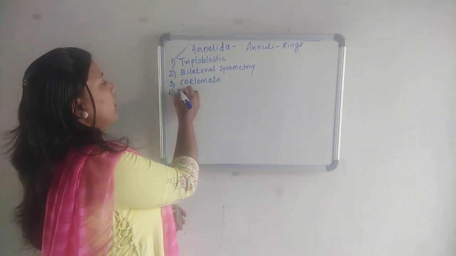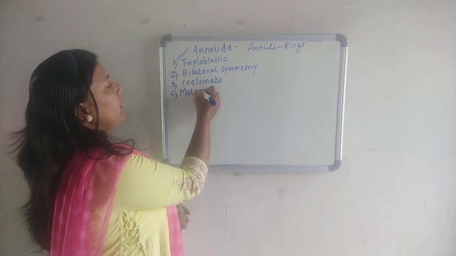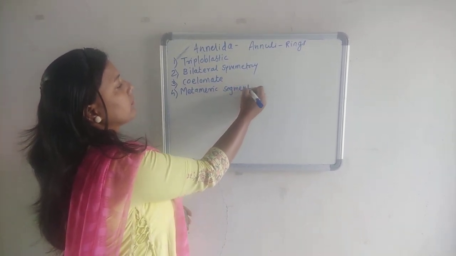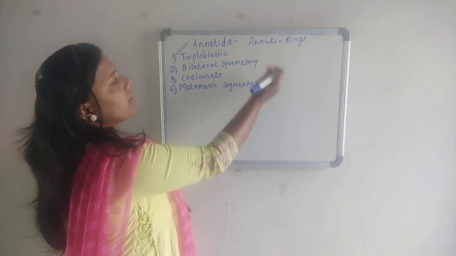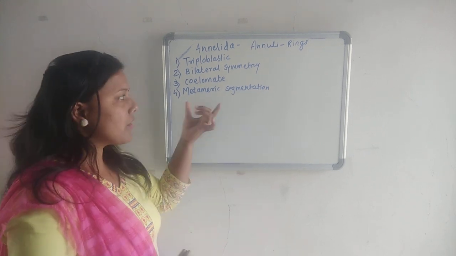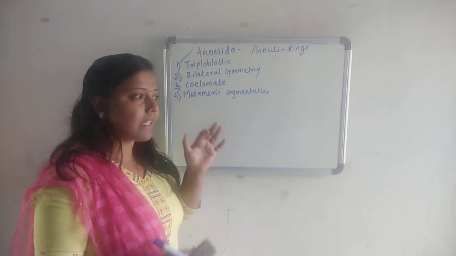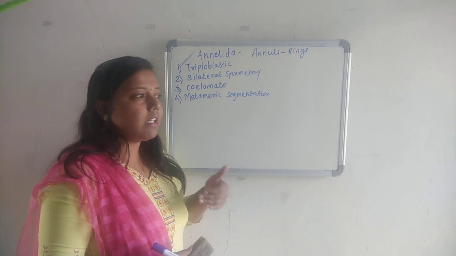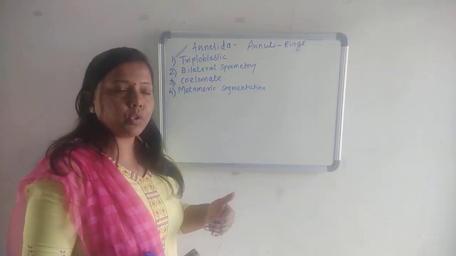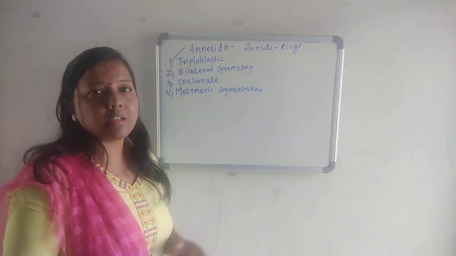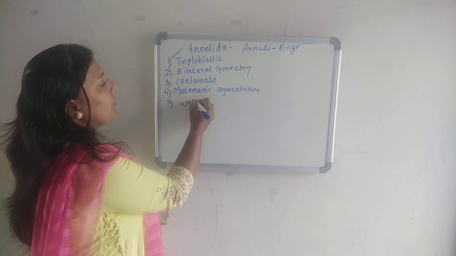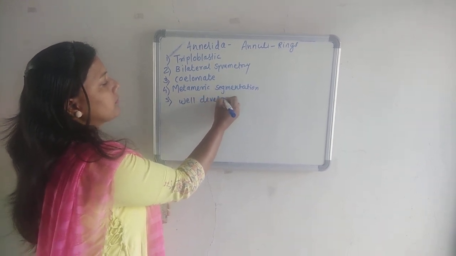Next, they show metameric segmentation. As we studied, they have annuli, that means ring-like structures. So these structures are true: externally they are visible, and internally they are also true. They show compartments in their body. Therefore, they show metameric segmentation. These animals also show a well-developed organ system.